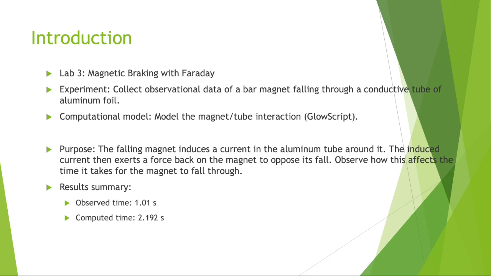When the magnet is falling through, it induces a current in the tube. This induced current exerts a force back on the magnet to oppose its fall. The purpose is to observe how this affects the time it takes for the magnet to fall through. Here's a summary of our results. The observed time it took was 1.01 seconds, and the computed time was 2.192 seconds.